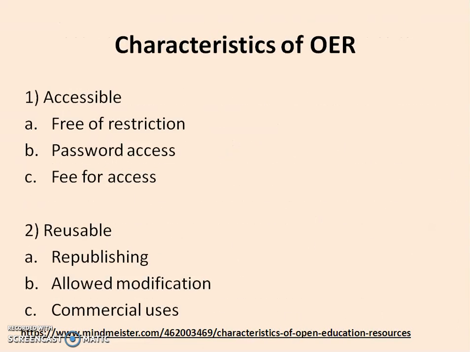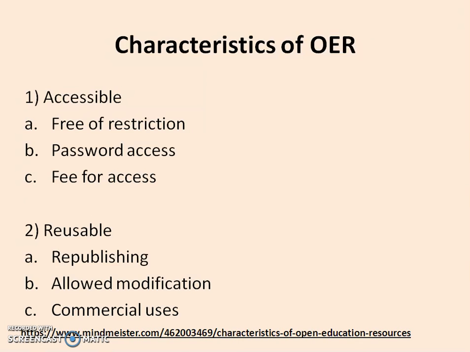Now let us see in detail the different characteristics of open educational resources. In total there are 6 characteristics. First one is accessible, second one is reusable, third one is openness, fourth one is freedom, fifth one is resources, sixth one is the language barrier. Now let us see them in detail, one by one.